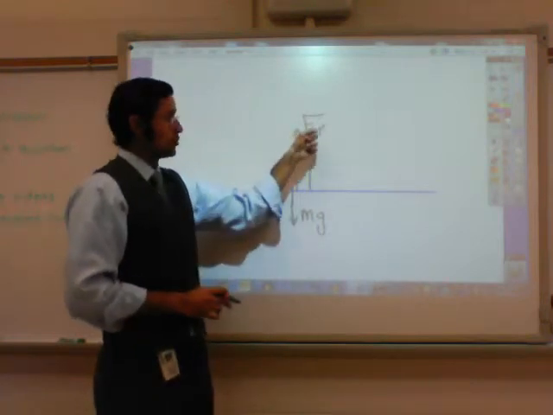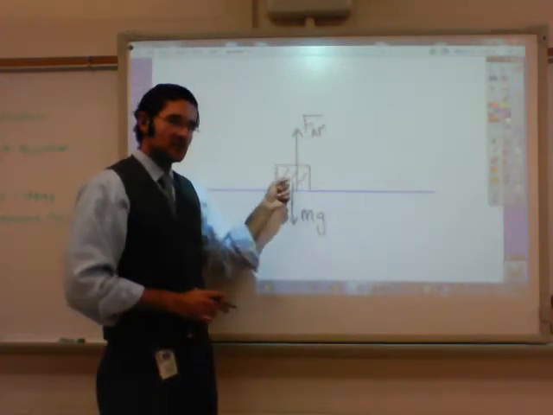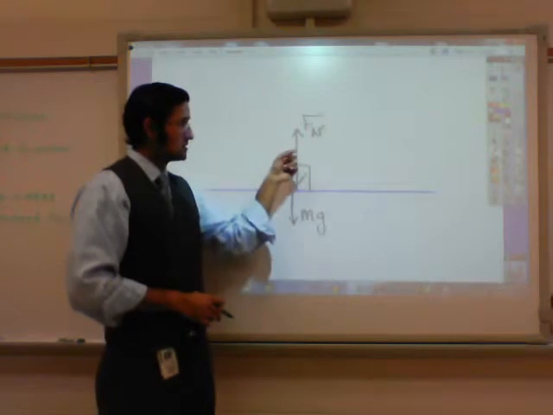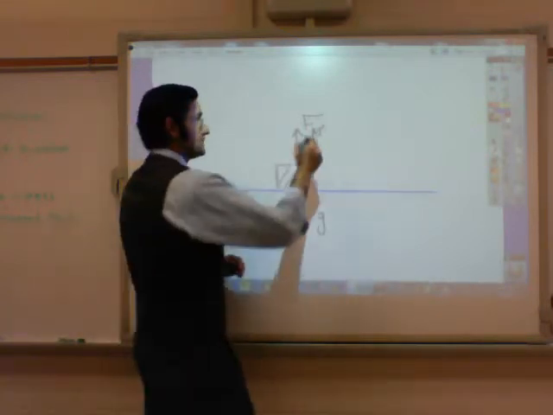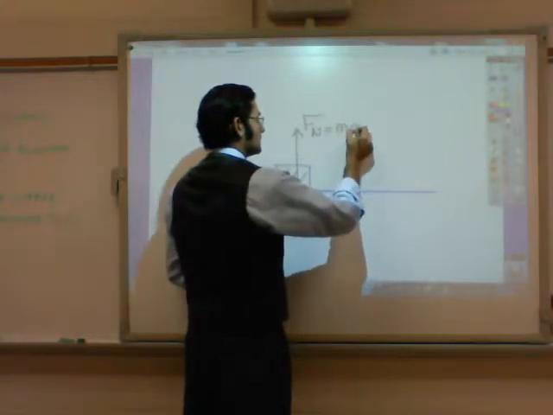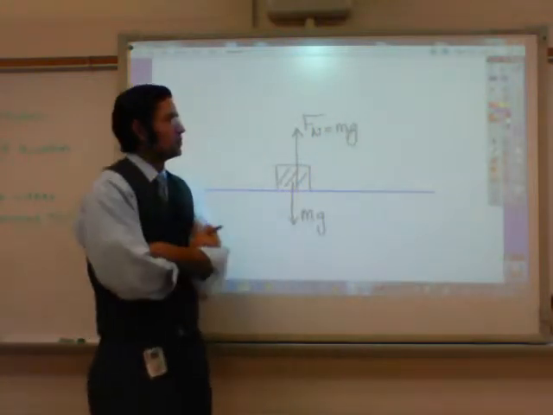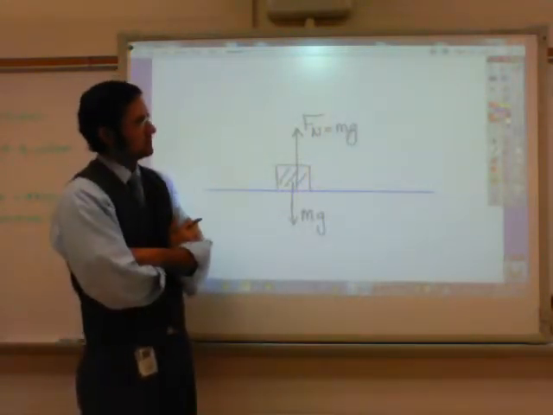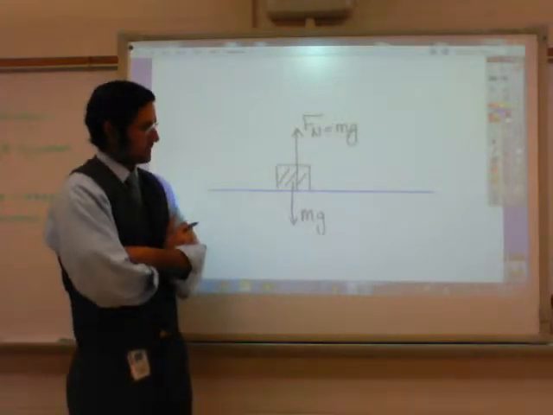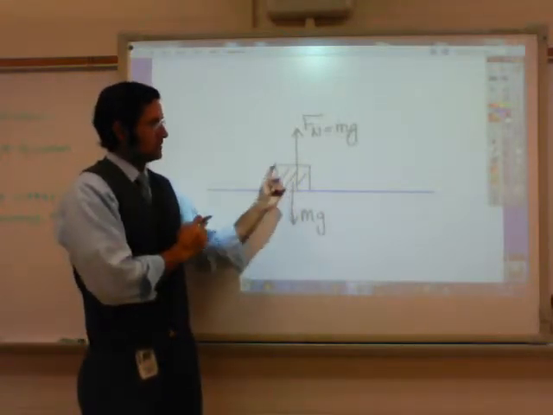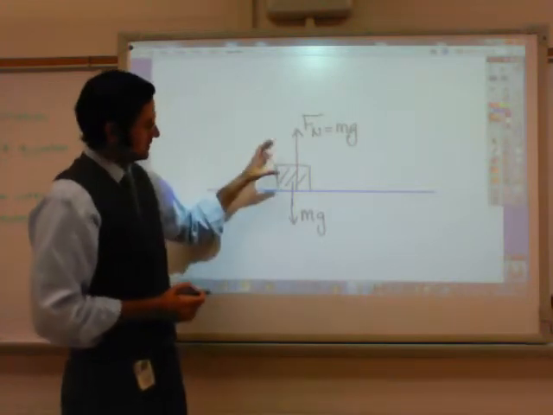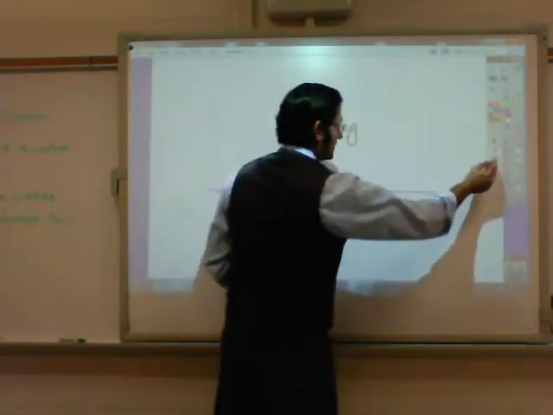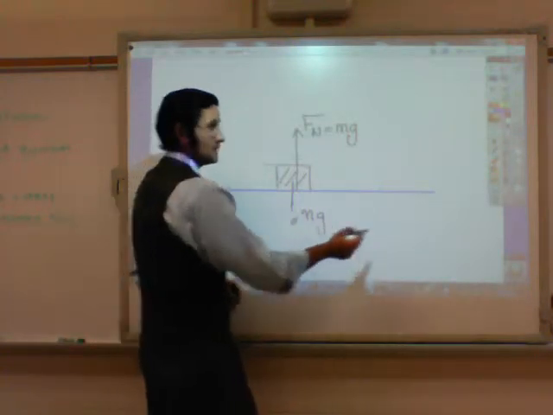That means the normal force that the surface is exerting on the box has to be just as great, just as strong as the force of gravity. So in this scenario, the normal force is equal to the force of gravity. It is in the opposite direction, but just the same strength. That's why I'm trying to draw these arrows to be identical. They should be drawn the same length.